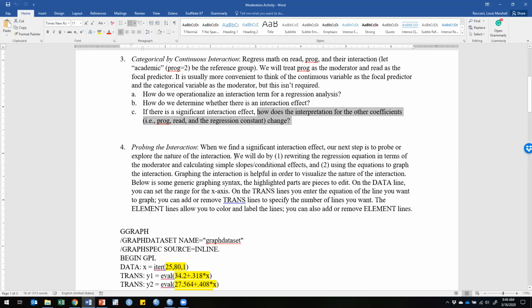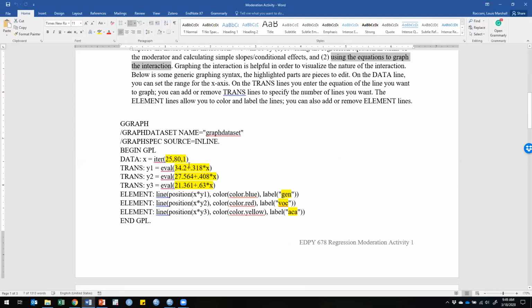I usually always do this 2 ways. I will start by rewriting the regression equation in terms of the moderator and calculating simple slopes, conditional effects, and then using these equations to graph the interaction. Graphing the interaction is really helpful to visualize the interaction. And I've supplied some generic graphing syntax for SPSS, and you should just change these highlighted parts.